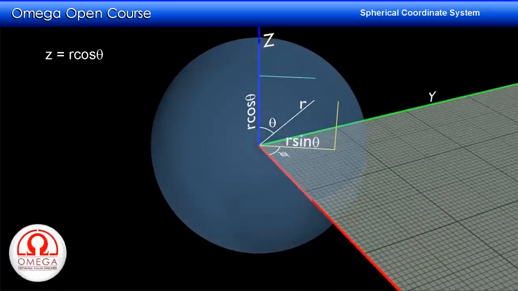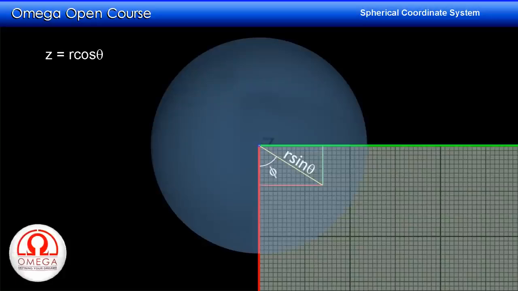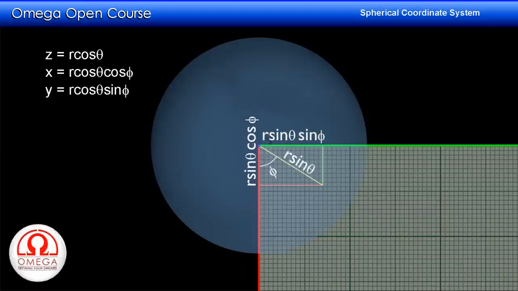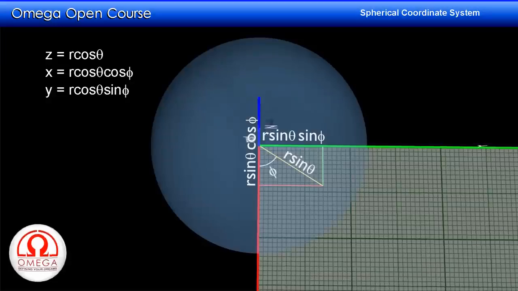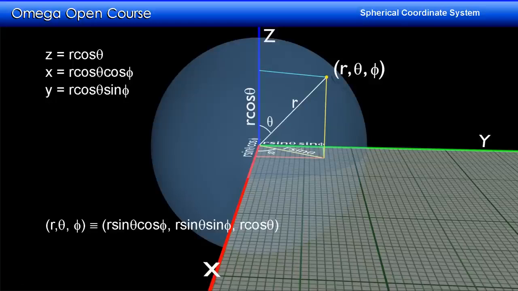Therefore, the length of the line from the origin to the foot of the perpendicular on xy plane too is r sin theta. Now let us draw perpendiculars from the foot to x and y axis. Since the line makes an angle phi with the x-axis, the distance of the foot of perpendicular on the x-axis is r sin theta cos phi. This is the x-coordinate of the point in Cartesian system. Similarly, the y-coordinate of the point is r sin theta sin phi. Thus, when the spherical coordinates r, theta, phi is converted to Cartesian system, the coordinates become r sin theta cos phi, r sin theta sin phi, r cos theta.